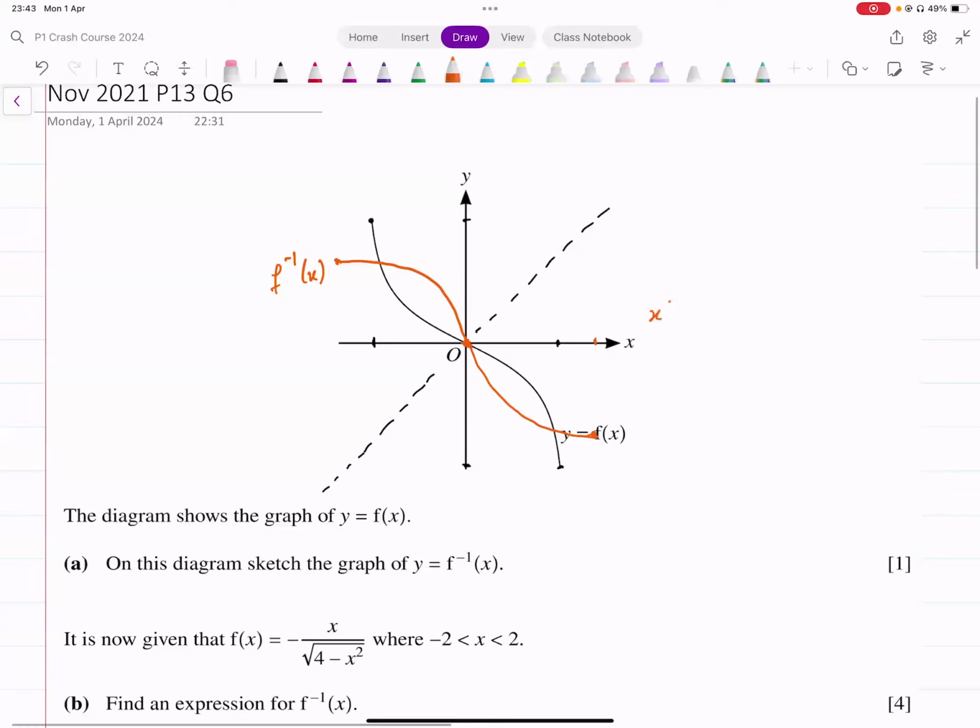When x value is positive, what's the y value? So when x value is positive in the inverse function, when x is on the right side, can you see what the y value is? Y value is negative. So when x is positive, the value of y is negative. And when x is negative, the value of y is positive. So basically, if one is negative, the other is supposed to be positive.